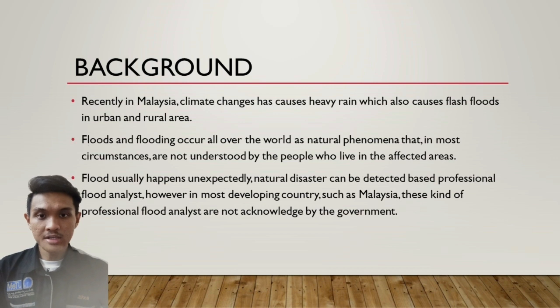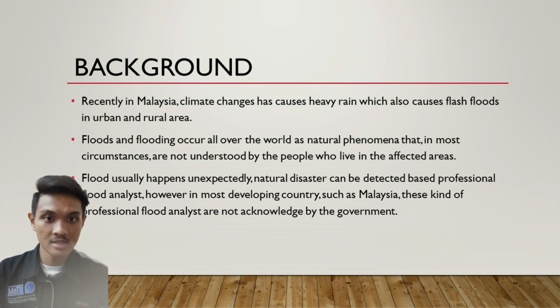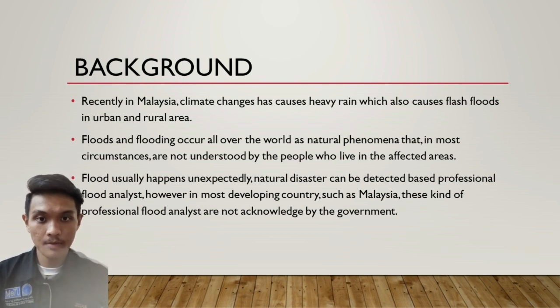Background. Recently in Malaysia, climate change has caused heavy rain, which also causes flash floods in urban and rural areas. Floods occur all over the world as natural phenomena that in most circumstances are not understood by the people who live in the affected areas. Floods usually happen unexpectedly. Natural disasters can be detected based on professional flood analysis. However, in most developing countries such as Malaysia, these kinds of professional flood analysts are not acknowledged by the government.